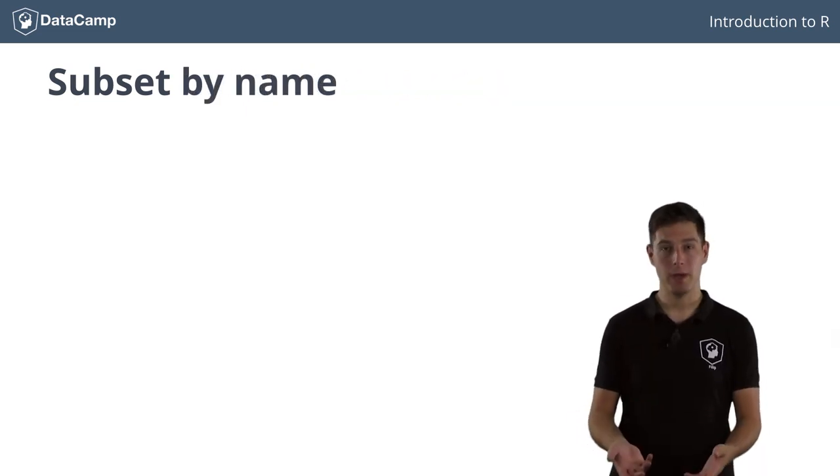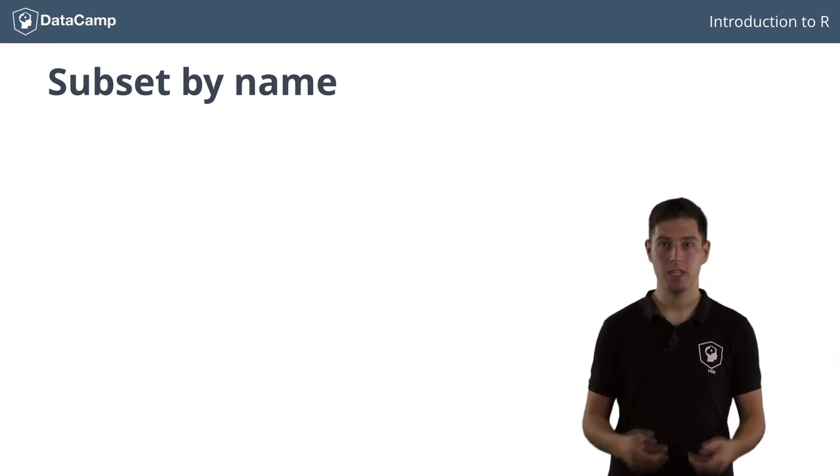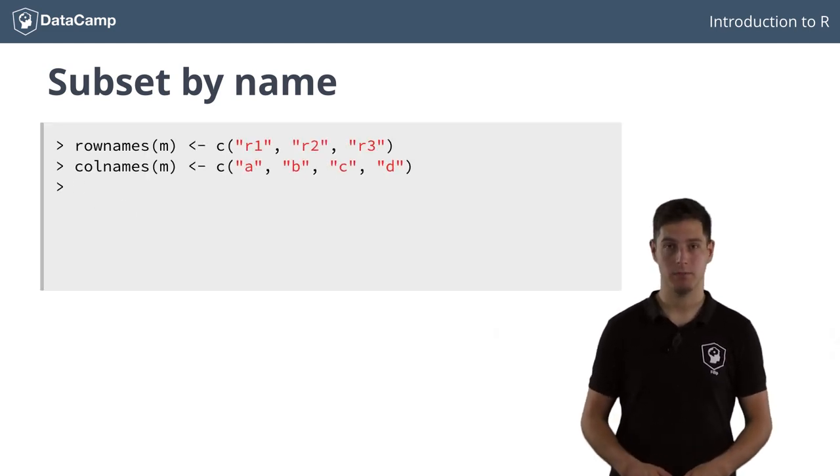Now, remember these other ways of performing subsetting? By using names and with logical vectors? These work just as well for matrices. Let's first have a look at subsetting by names. We'll have to name the matrix for that, of course.